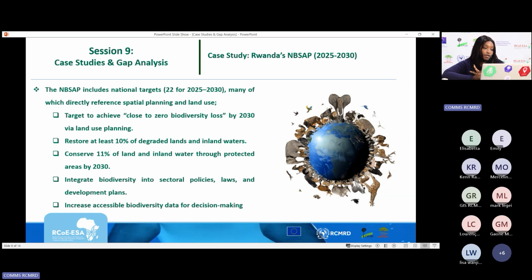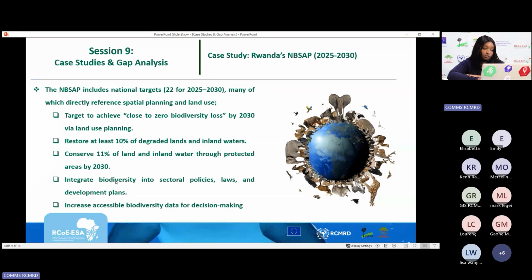There are 22 targets in the NBSAP. So which of these targets align with spatial planning and land use? We have one target that aims to achieve close to zero biodiversity loss by 2030, which they are going to achieve mainly through land use planning, that is zoning. We have restoring at least 10% of degraded lands and inland waters. There is also one on conserving 11% of land and inland water through protected areas by 2030.